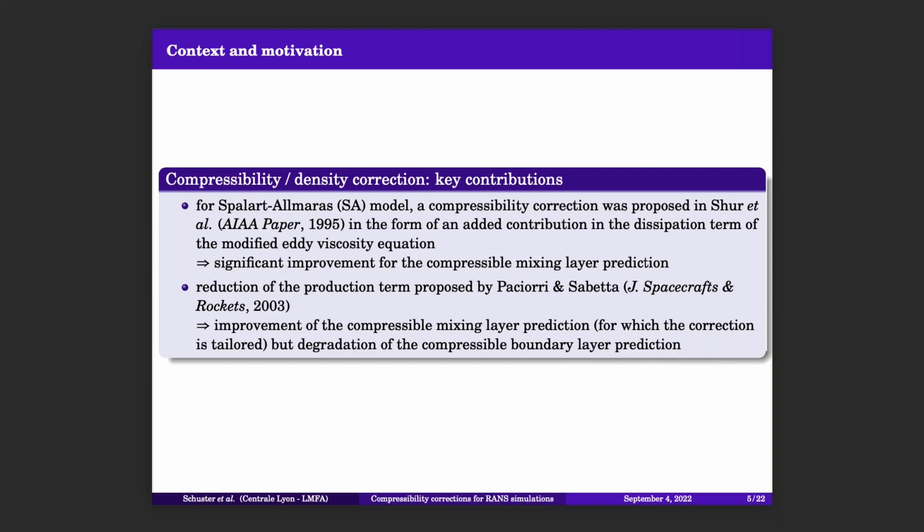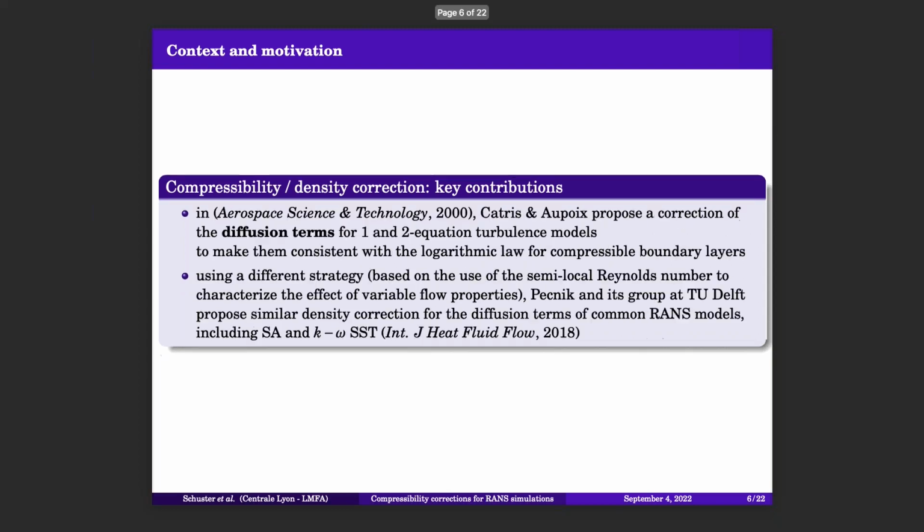You have other approaches, for instance, Paciorri and Sabetta in 2003 proposed a reduction of the production term, which was again proved to improve the compressible mixing layer prediction. The correction was actually tailored for this case, but which was found to degrade actually the prediction for other flow configurations such as compressible boundary layer. Next slide, please.